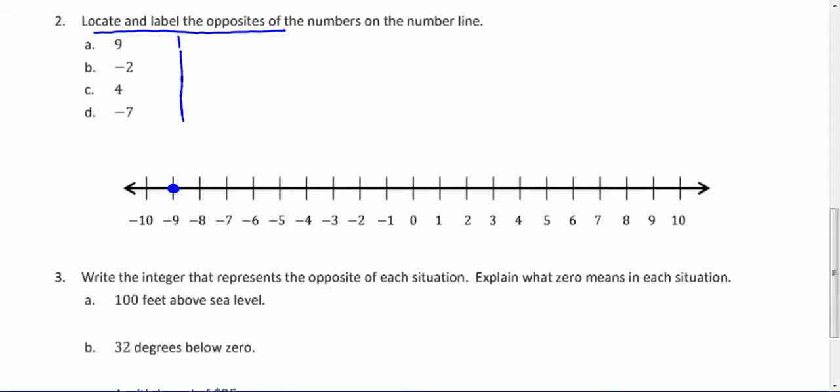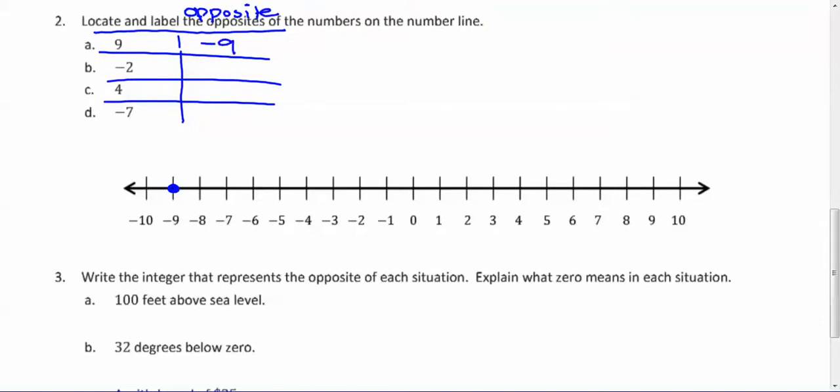So let's make maybe a line here, and we'll write "opposite" so that we know the opposite of 9 is -9. The opposite of -2 is going to be +2. Right? If we have a positive number, 4, for example, the opposite of that is going to be -4. The opposite of -7 is going to be +7. So that's what your number line should look like when you are done.